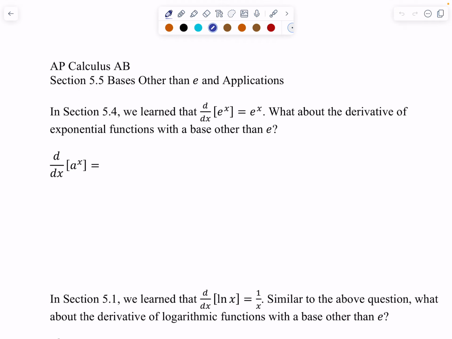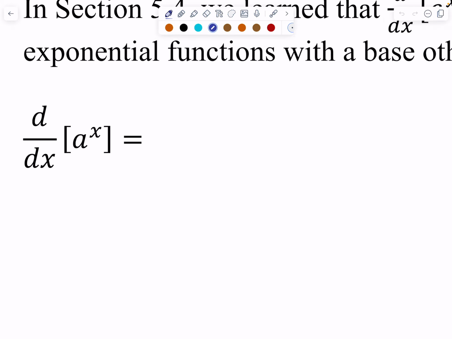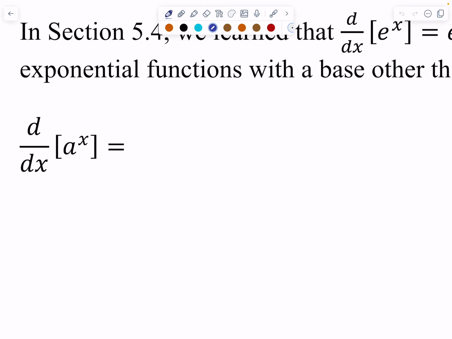Okay, so let's look at, if we think about representing an exponential function with a base other than e as a to the x power, you can't use power rule. So this would be differentiating something like 2 to the x power. You cannot use power rule. And the derivative isn't like e to the x where it's just e to the x. But we can use what we know, and we can rewrite a to the x with a base of e.